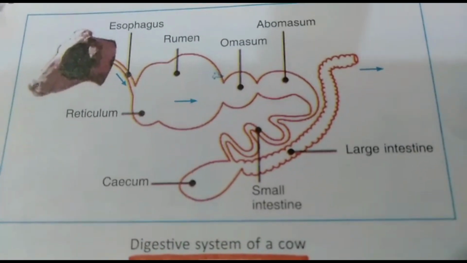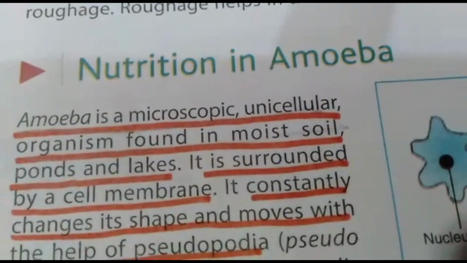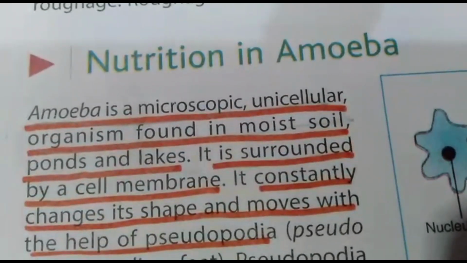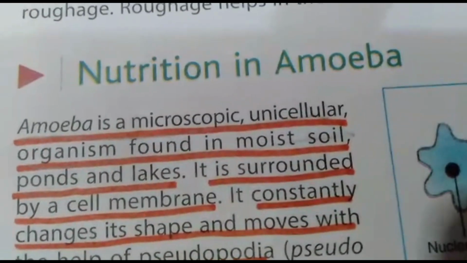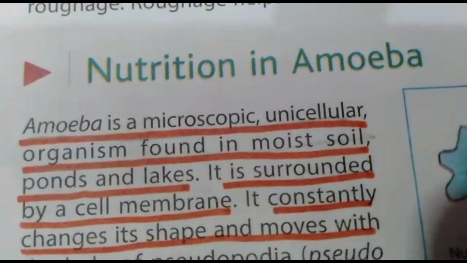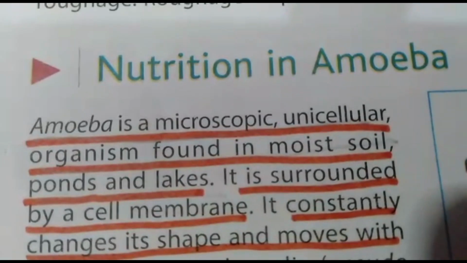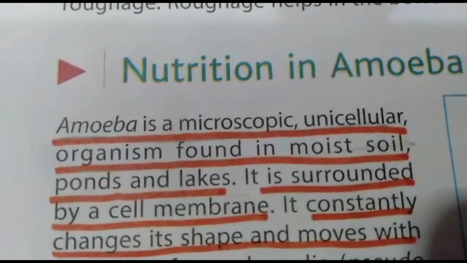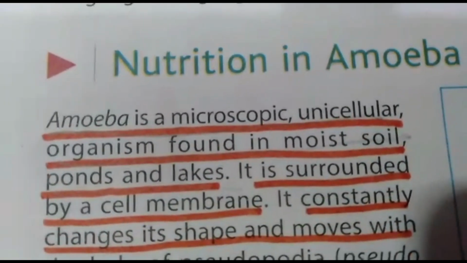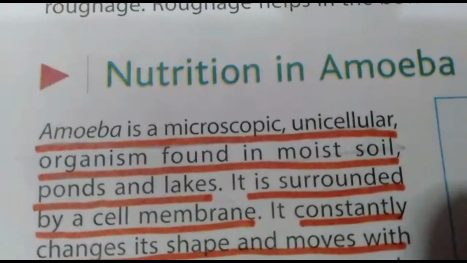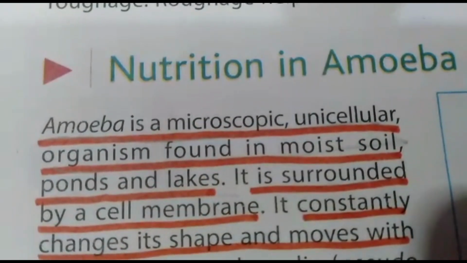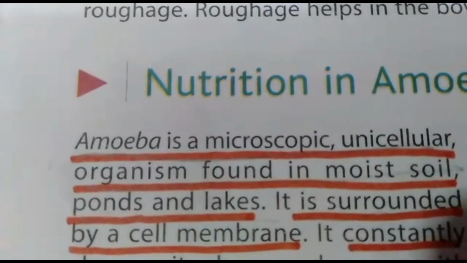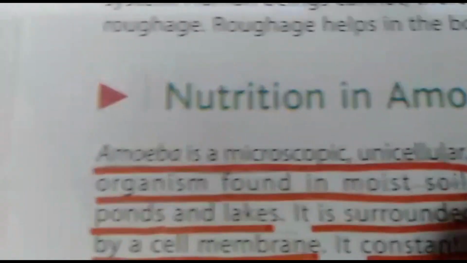Now our next topic is nutrition in amoeba. We have studied about the amoeba in the previous class. Also we discussed in class 6 that amoeba is a unicellular organism. It is microscopic because it is very small in size. It is always found in moist soil or moist places like ponds or lakes. It has a cell membrane and can constantly change its shape because it is irregular in shape.